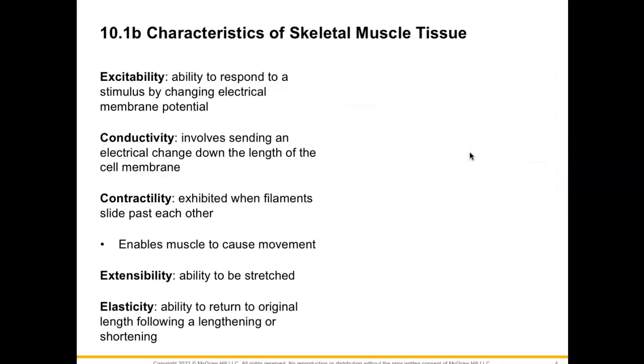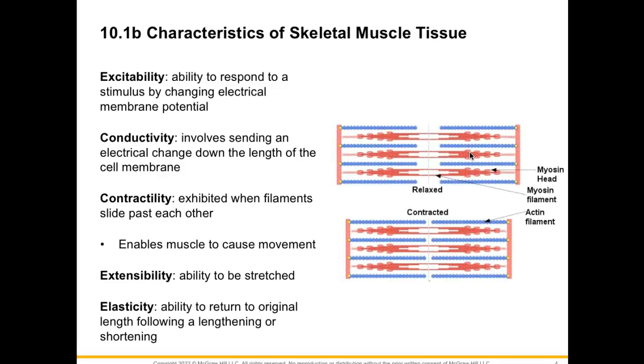Next, we have contractility, and this is exhibited when our filaments are going to slide past one another. So soon this illustration will be really familiar to you. This can be found within our muscle fibers, and this from one end to the other is showing us a sarcomere, which is our primary functional and structural unit of our muscle cell.